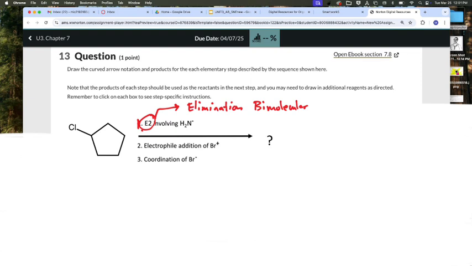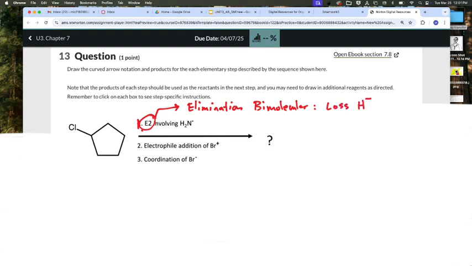That showed up in 152. That was chemical kinetics. Bimolecular means there were 2 things in your kinetic expression for your rate law. If it says elimination bimolecular, what does that mean? There are 2 things in the rate law. It means the exact same thing. What are the 2 things that are important for the elimination bimolecular?